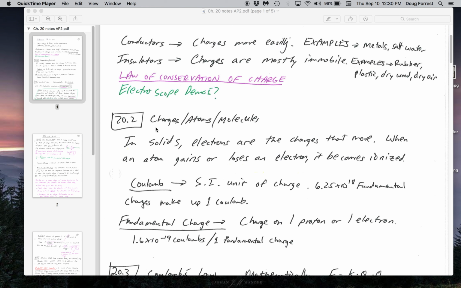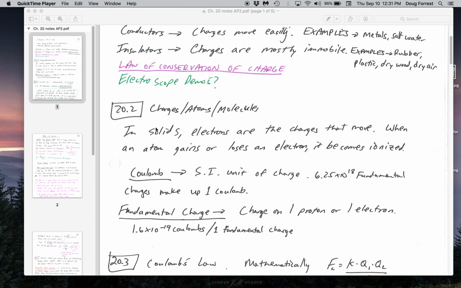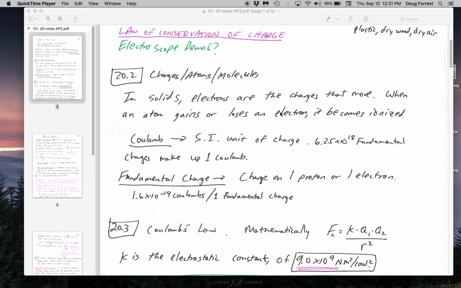Section 20.2 deals with charges, atoms, and molecules. Again, that takes a look at where the charges are in the atoms themselves. In a conductor, you have positive ion cores, and the valence electrons, which are the outer electrons, are pretty free to move. Sometimes it's called a sea of electrons or an ocean of electrons, whereas in insulators, the valence electrons are quite tightly held. And by the way, in plasma and some liquids, positive ions tend to be the charges that move. But for us, we're going to think mostly of solids, and therefore it would be electrons.